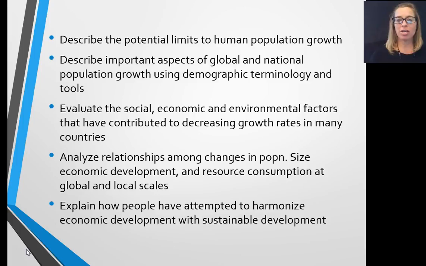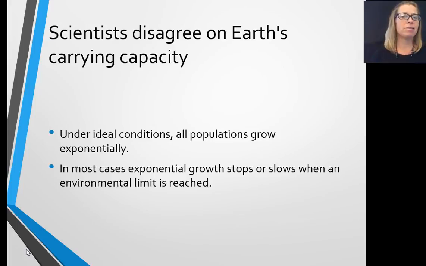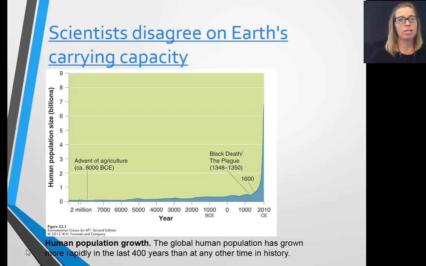So we've been talking about the human population, descriptors for the human population, important aspects of it, and how to evaluate social, economic, and environmental factors. We've been talking about relationships between different populations, and we've been trying to figure out exactly what Earth's carrying capacity is and what the possible implications are for our future population based on that information.